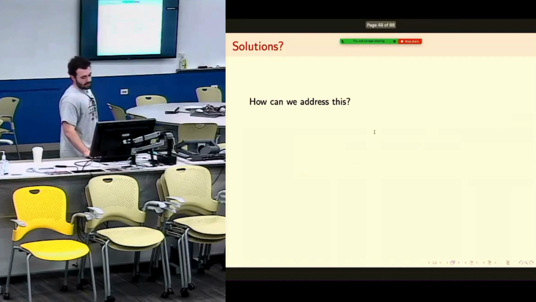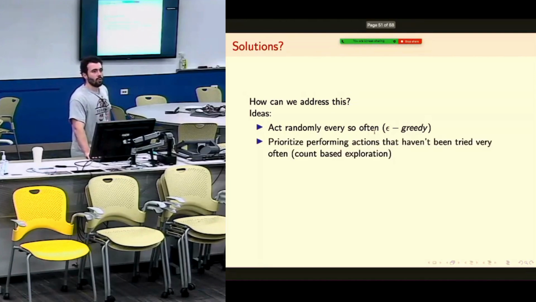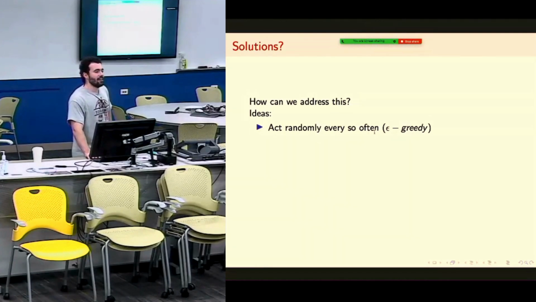So this is the whole idea, that we can act randomly every so often. This is called epsilon greedy, where you basically just define a number e, epsilon, that goes between 0 and 1, and then epsilon % of the time, you take a random action. Okay?